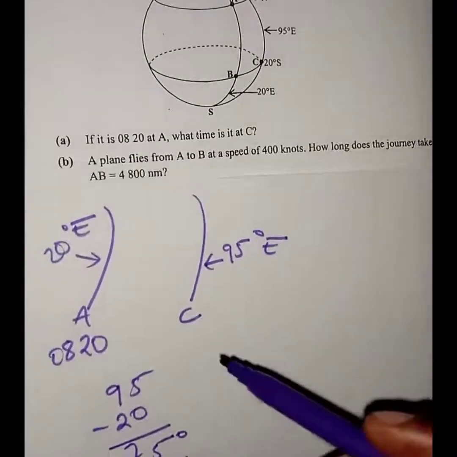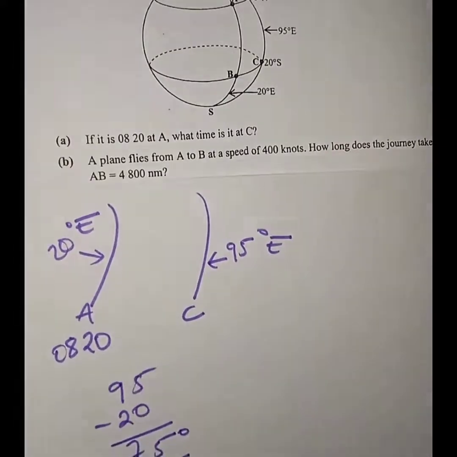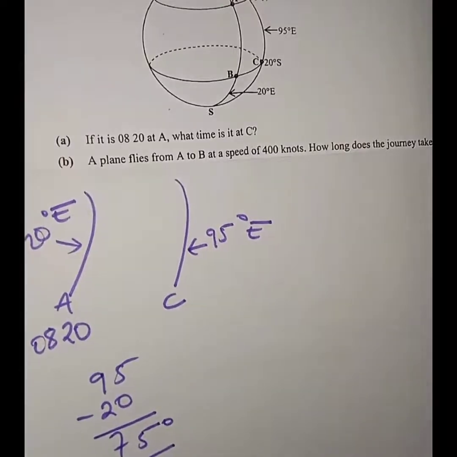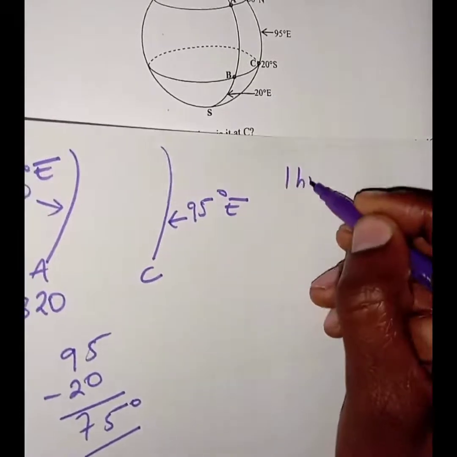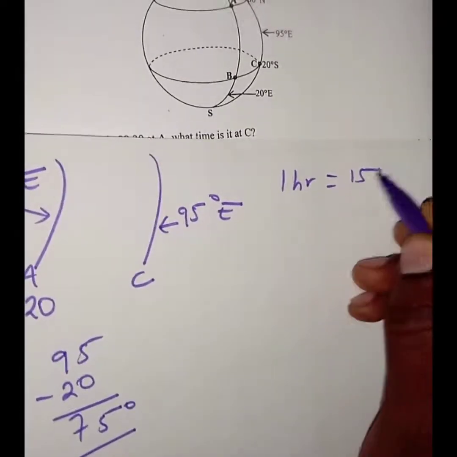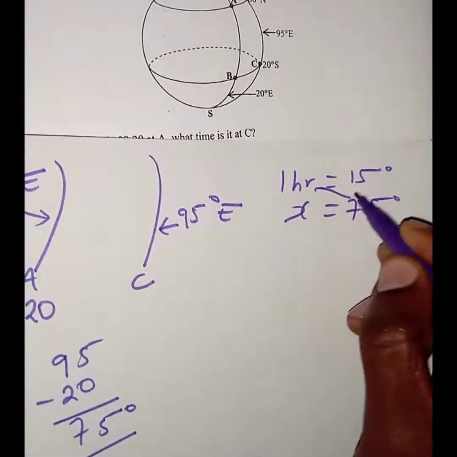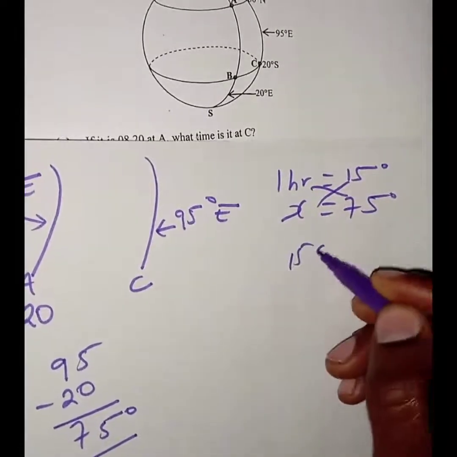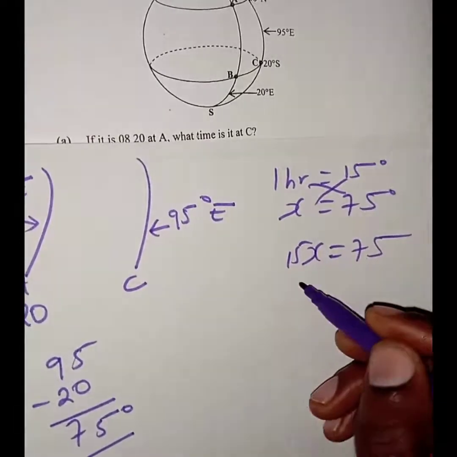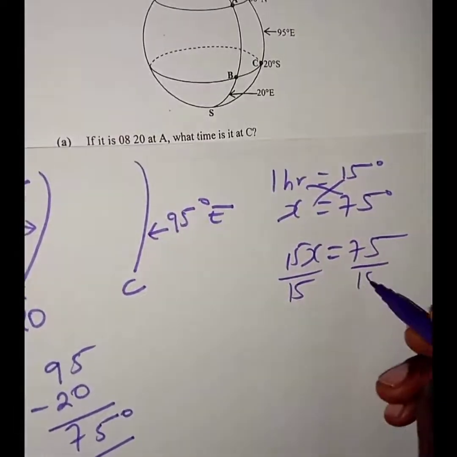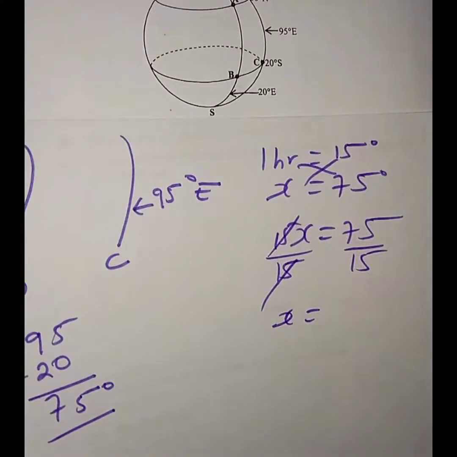Now, since we want to find the time at C when the time at A was 0820 hours, we convert these degrees into hours. 1 hour is equal to 15 degrees. What about 75 degrees? What will be the hours? We don't know, so you cross multiply. x times 15, 15x. 1 times 75, 75. Make x the subject, divide both sides by 15. 15 and 15 cancel. x remains 75 over 15.